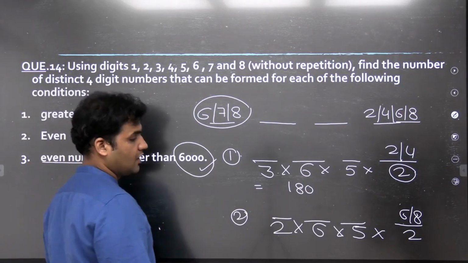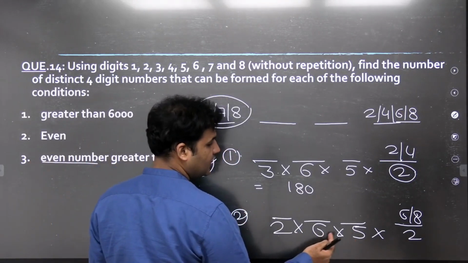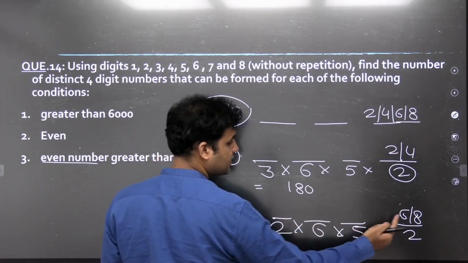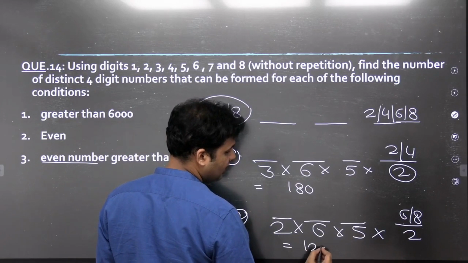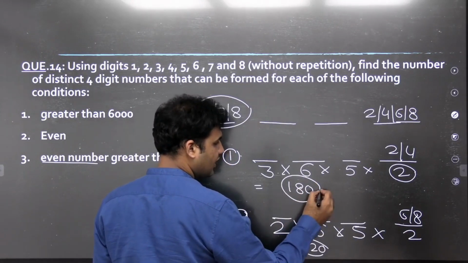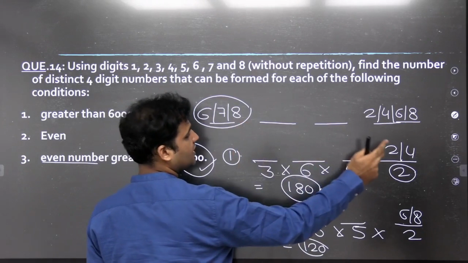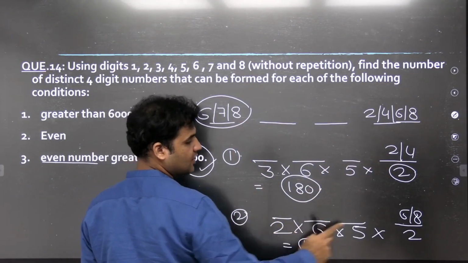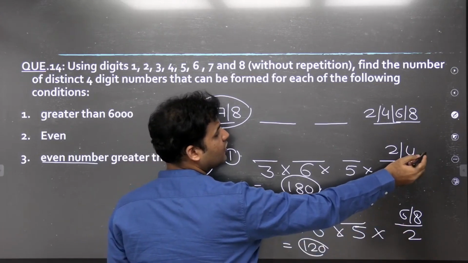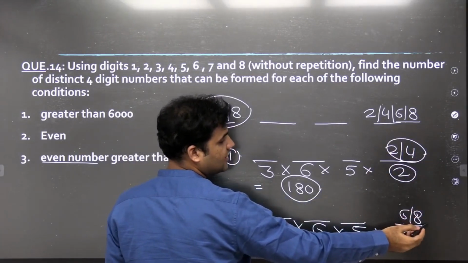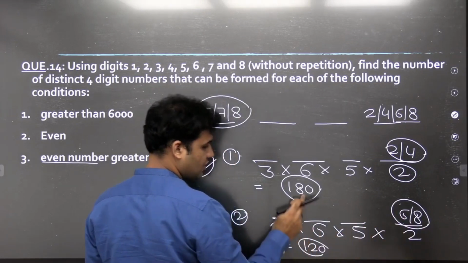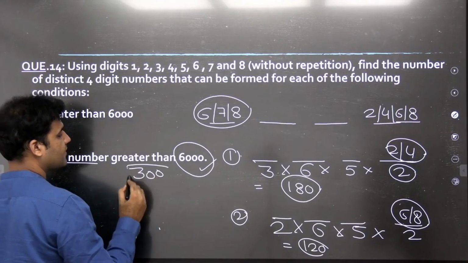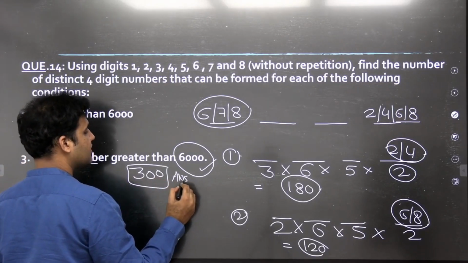Okay. So 2 into 6, 12, 12 into 5, 60, 60 into 2 is 120. So I have 180 numbers over here satisfying the condition of greater than 6000 and even, and 120 numbers over here satisfying the condition of more than 6000 and even. But here in this even number, unit digit will be either 2 or 4. Here in these even numbers, unit digit will either be 6 or 8. So total 180 plus 120, the answer to the third question will be 300. So 300 will be the answer of this question.